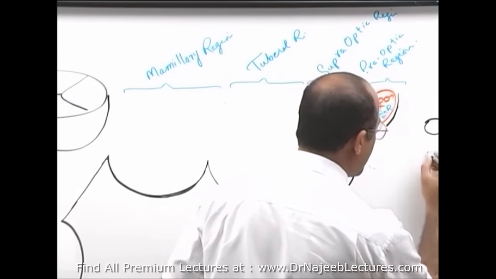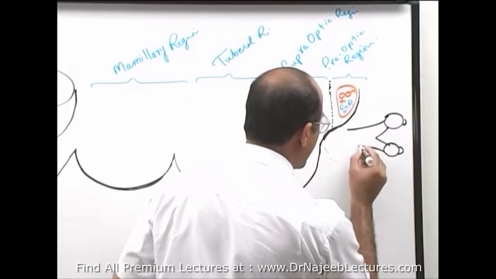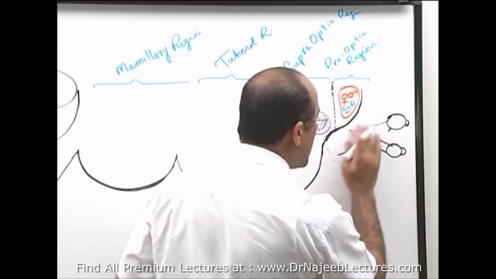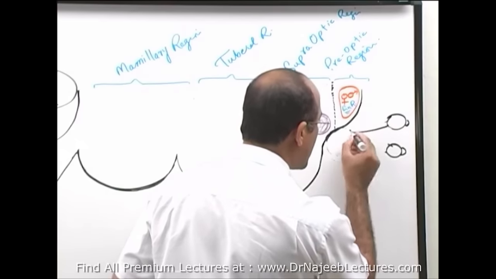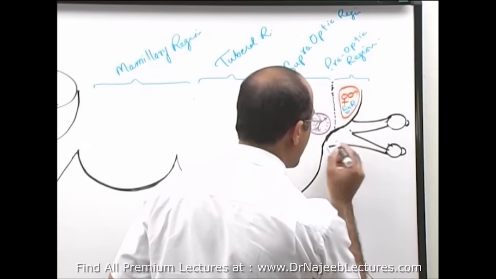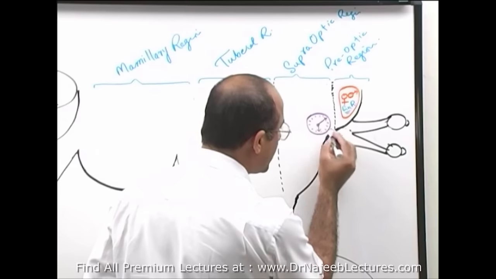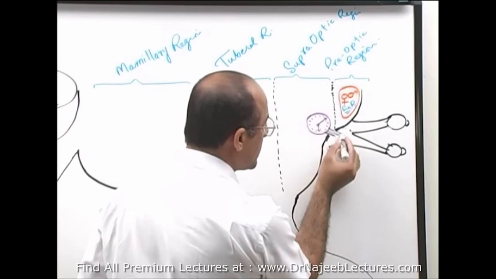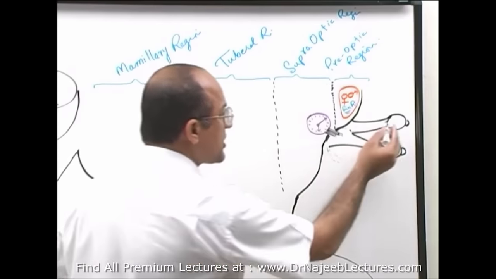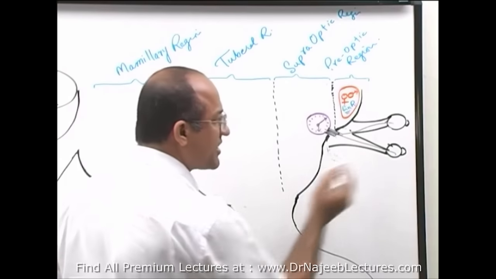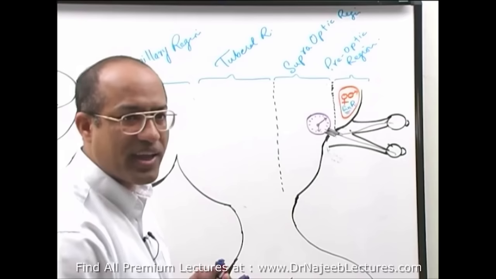If you know, there is one eyeball, here is another eyeball, and here is your chiasma. Now, from the chiasma, there are very special connections going to which nucleus? Yes, the suprachiasmatic nucleus. And these fibers are, of course, coming from the retina. So this pathway is called the retinochiasmatic pathway.